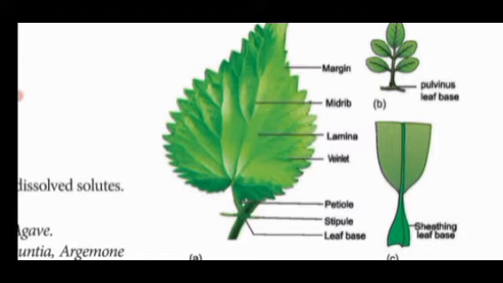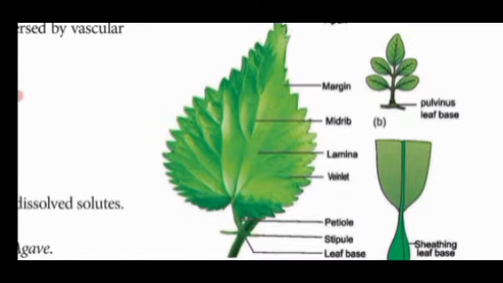Some leaves also give support to the plant. Example, Nepenthes and Gloriosa. Reproduction. The leaves are involved in the production of young ones. Example, Bryophyllum.